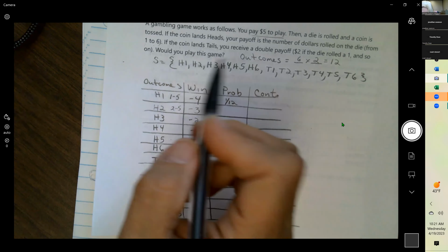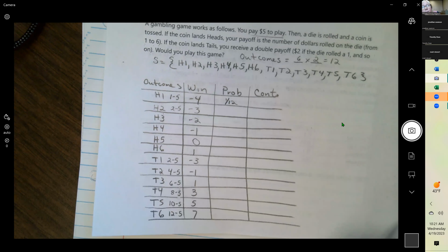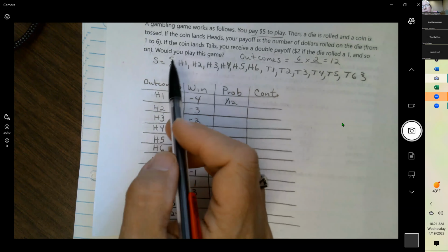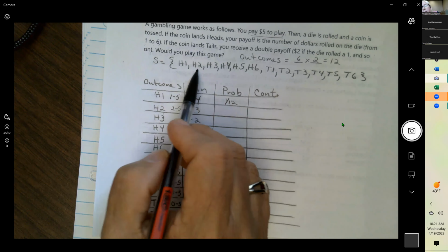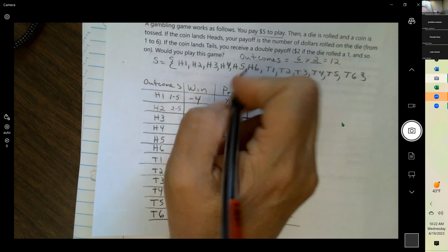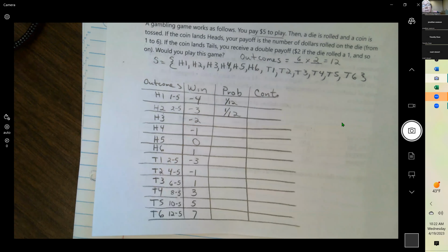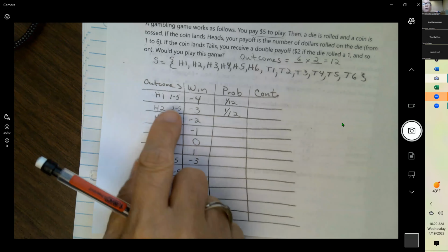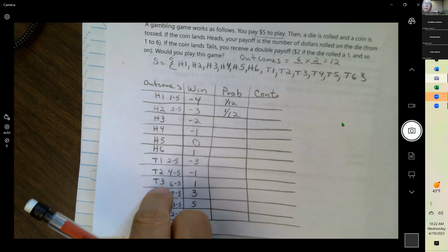How about the probability for a heads and a 2? How many are there? There's only one out of the 12. 1/12. Yeah. How about a heads and a 3? Is it the same thing all the way down? Exactly, because we listed all of them since each one had a different winning amount.